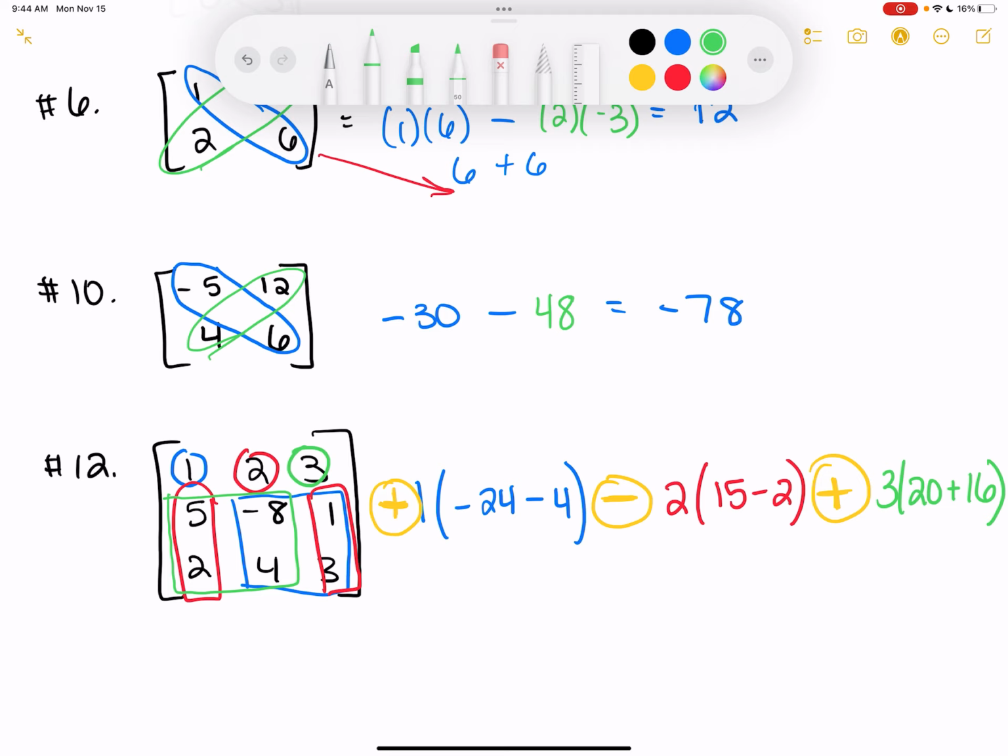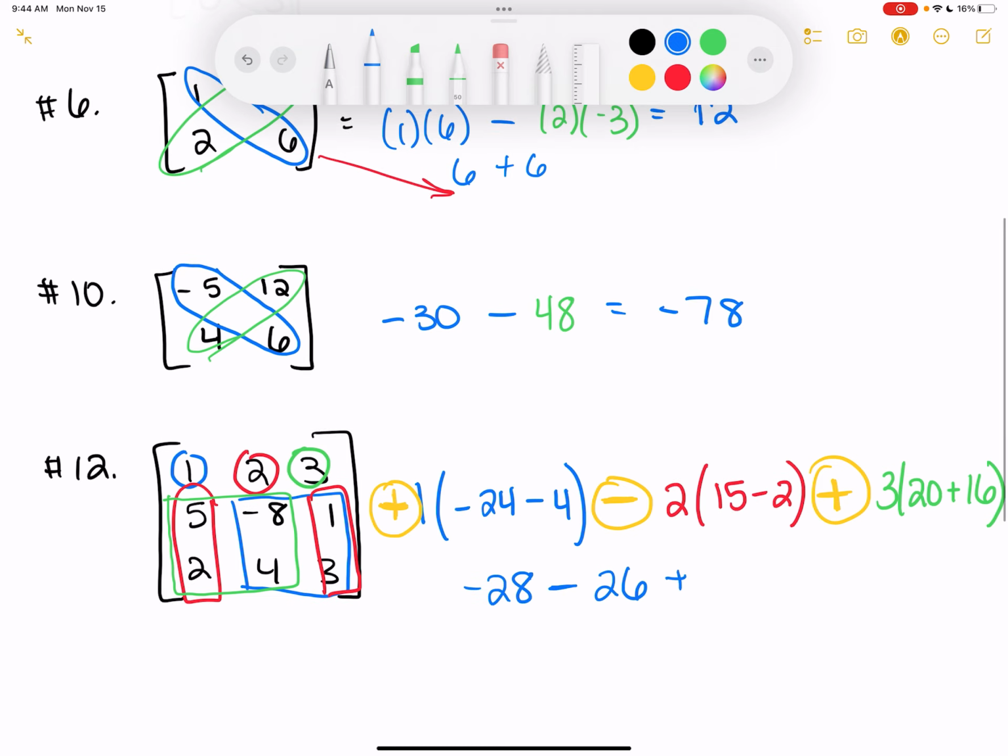So then now you just need to simplify this. So 1 times, that's going to be -28. Minus 2 times, what is that, 13, so 26. Plus 3 times 36, which is, what, 90, was that 108? 108. And then that gives you 54. So the determinant of that is 54.